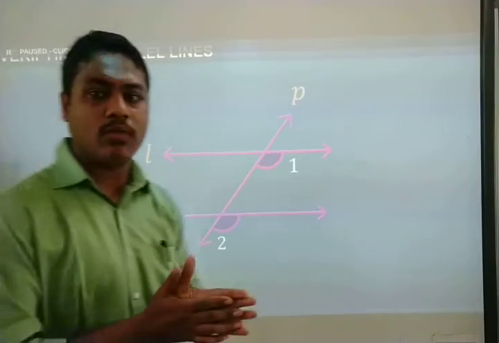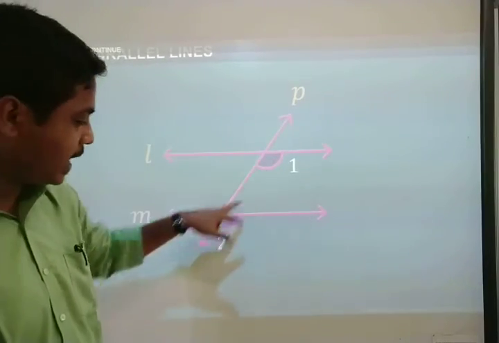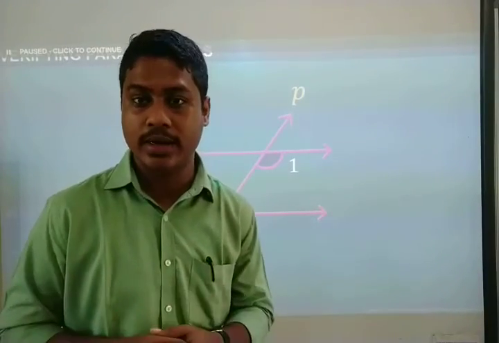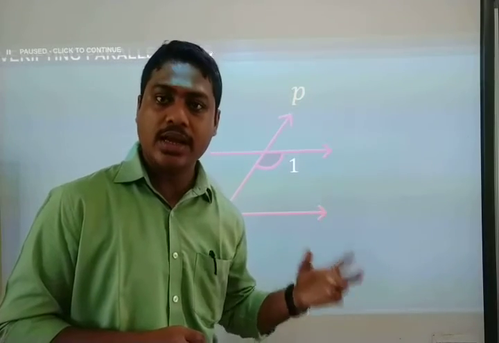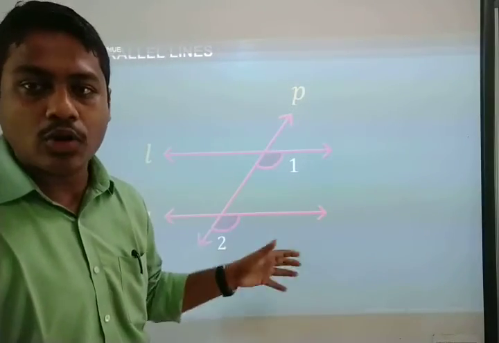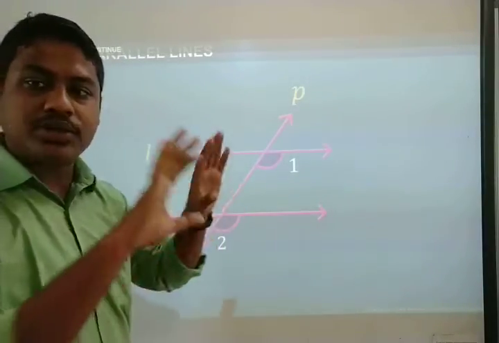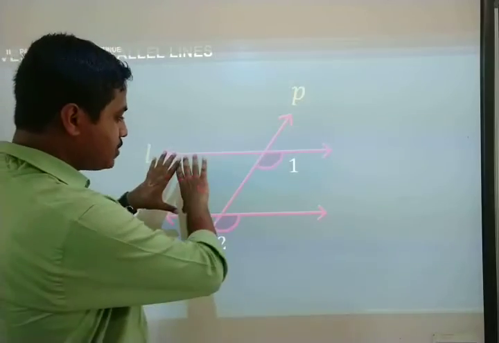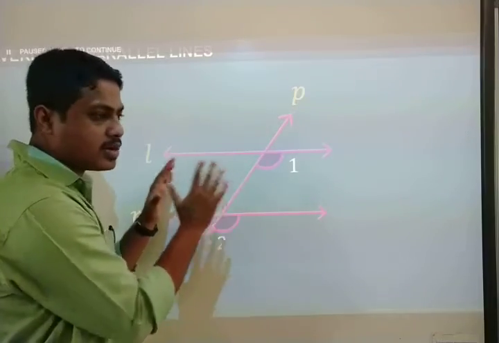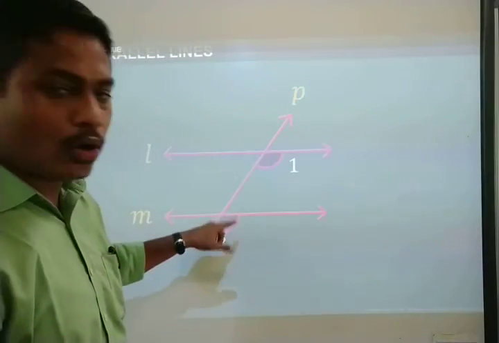Now, what are the angles formed by this transversal? First of all, angle 1 and angle 2 are called corresponding angles. And if a transversal cuts two parallel lines, then the corresponding angles are equal. How to prove it? You draw a diagram and take a tracing paper. You trace these lines as they are on the tracing paper, with the angles. When you move the tracing paper below, you will see that angle 1 and angle 2 appear the same.